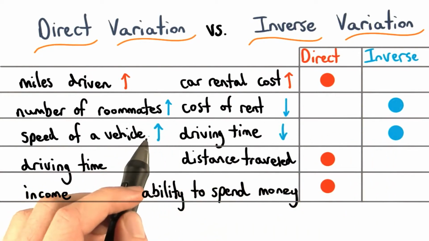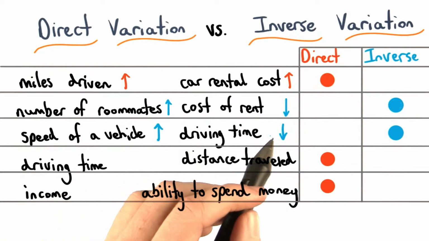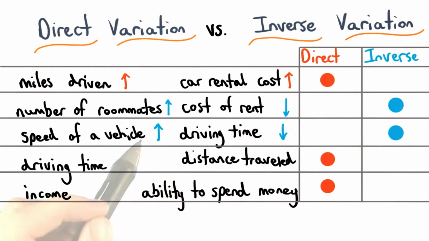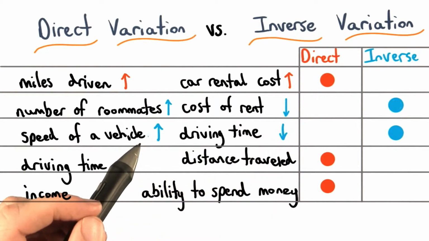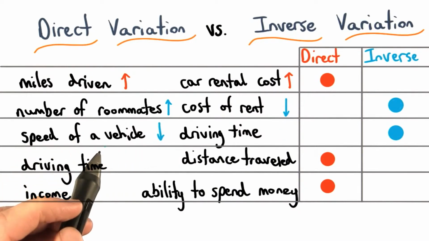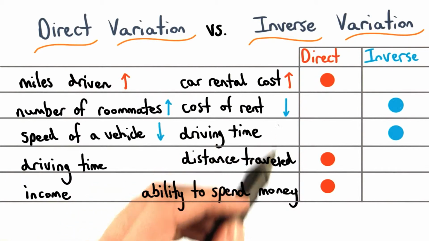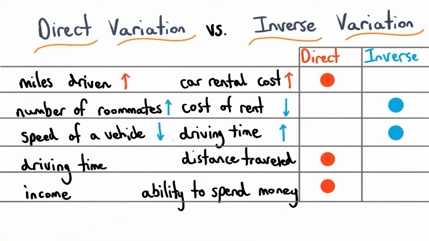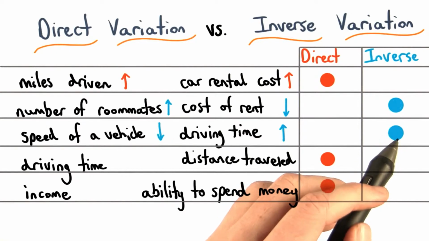The third case is another example of inverse. As the speed of a vehicle increases, the time that we have to drive that vehicle decreases. And maybe you've never driven a car before, but you could still think about this if you were walking. If we walk slower or drive slower, then that means our time would increase to get to our final destination. One quantity is increasing while the other is decreasing, so that's definitely an inverse relationship.